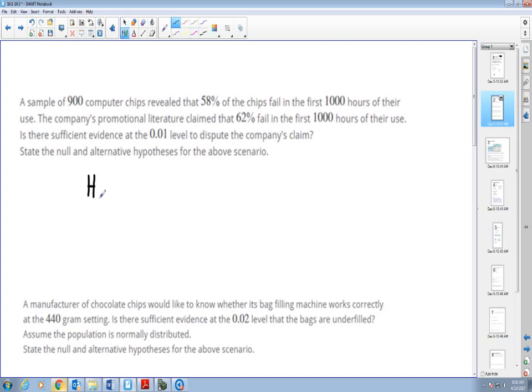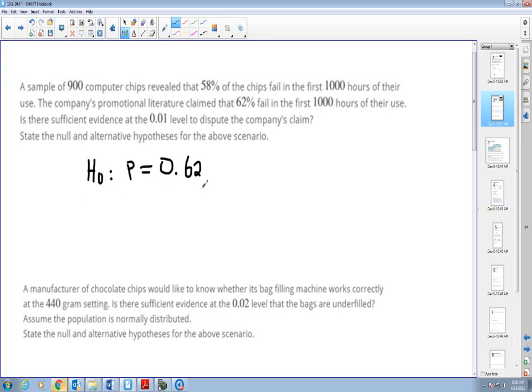So the null hypothesis, okay, this is a percentage, so I use population proportion P. They're saying it fails, 62% fail. Okay, but the truth is, a sample of 900 shows 58% fail. Is there sufficient evidence at the 0.01 level to dispute the company's claim? So what they are saying is 62% fail.